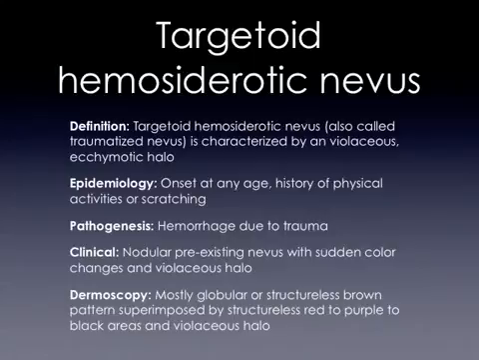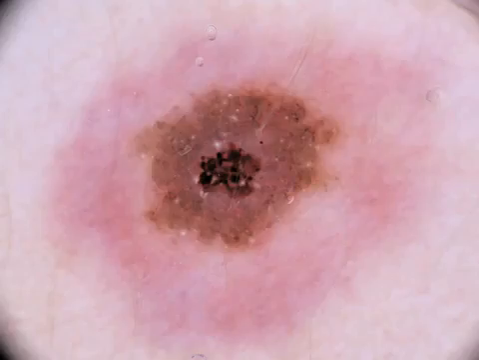Dermoscopically, they are characterized mostly by a globular or structureless brown pattern, which is superimposed by structureless red to purple to black areas and a violaceous halo. In this example, we can see a central globular nevus which is surrounded by a purple halo. In the center of the nevus, black to reddish hemorrhagic crusts are seen.